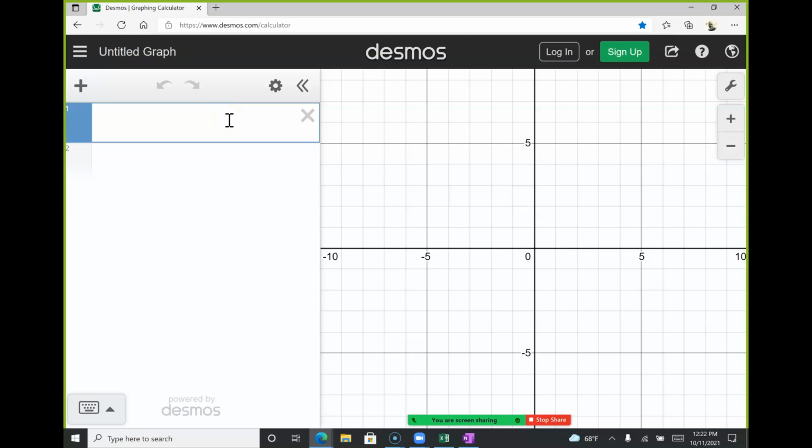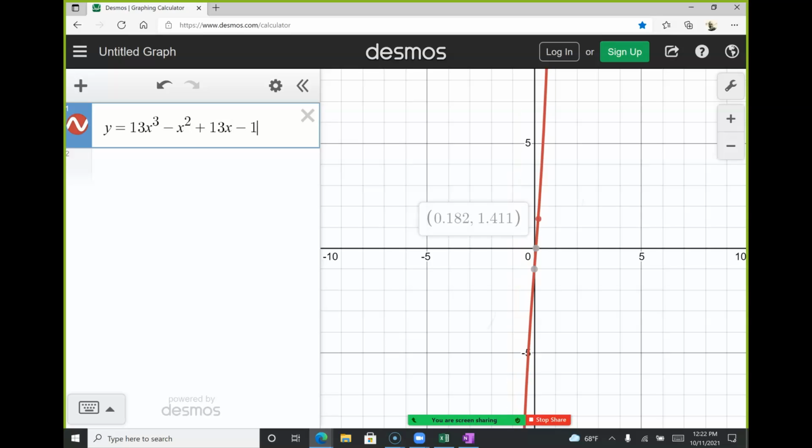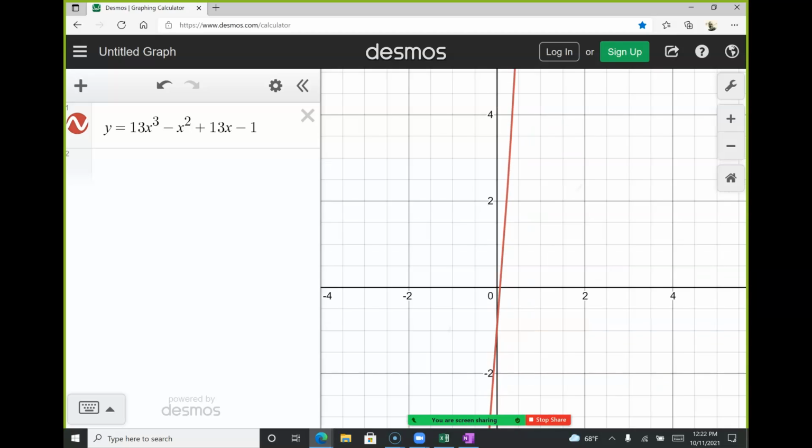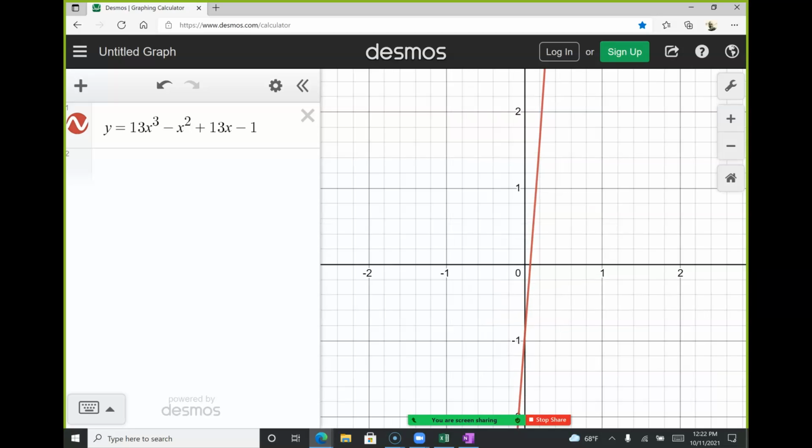So I'm graphing y equals 13x cubed minus x squared plus 13x minus 1. Plus 13x minus 1. And when I look at this, I definitely see it's not 1. It's not plus or minus 1. So my only choice is 1 over 13, right?